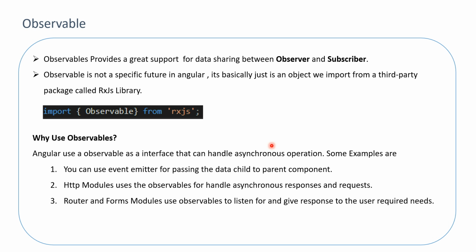And the importance of observables in Angular is, you can see, suppose you want to share data from the child component to the parent component. Here, the child component is expecting the data from the parent component. You can do this using an event emitter. Internally, the event emitter uses the observable and passes the data from one component to another component.